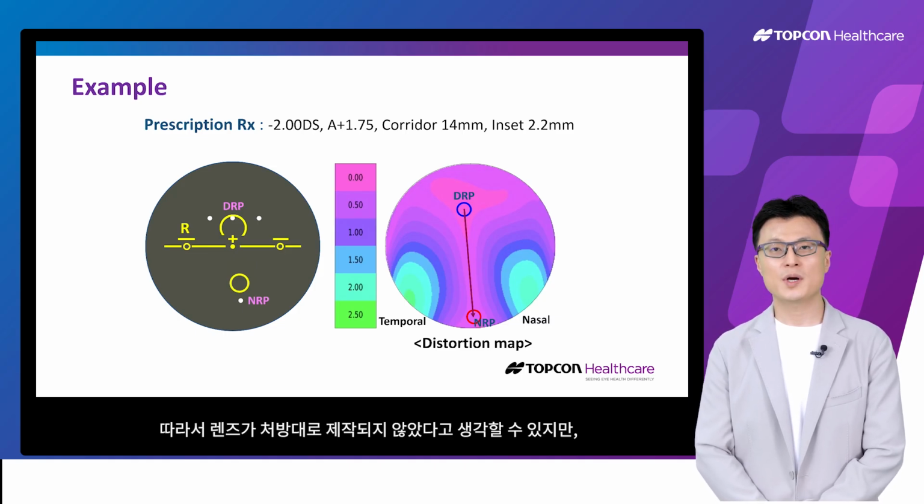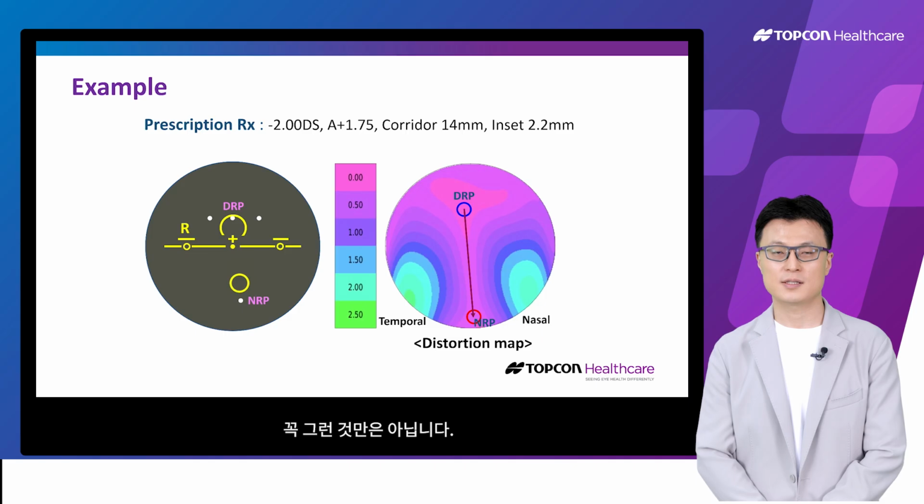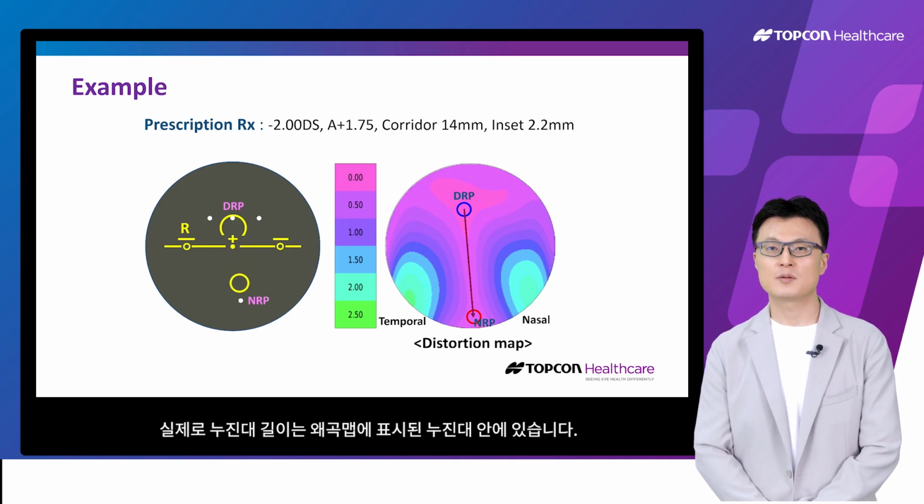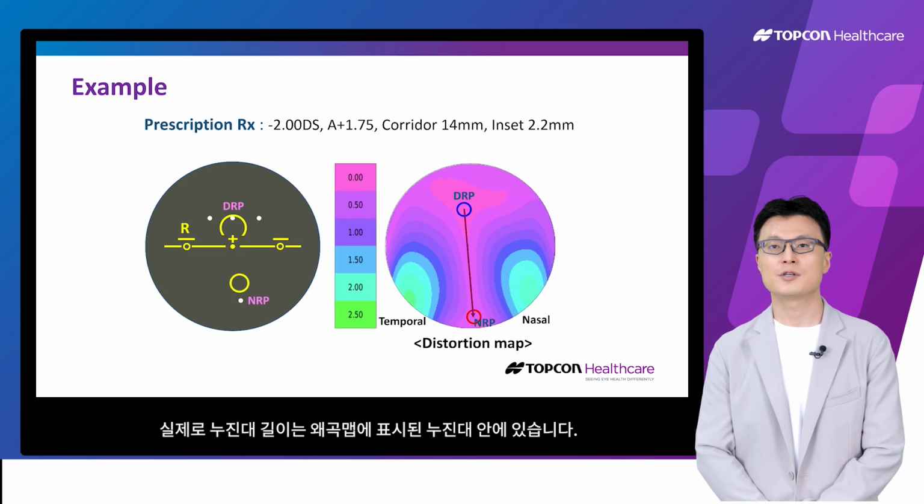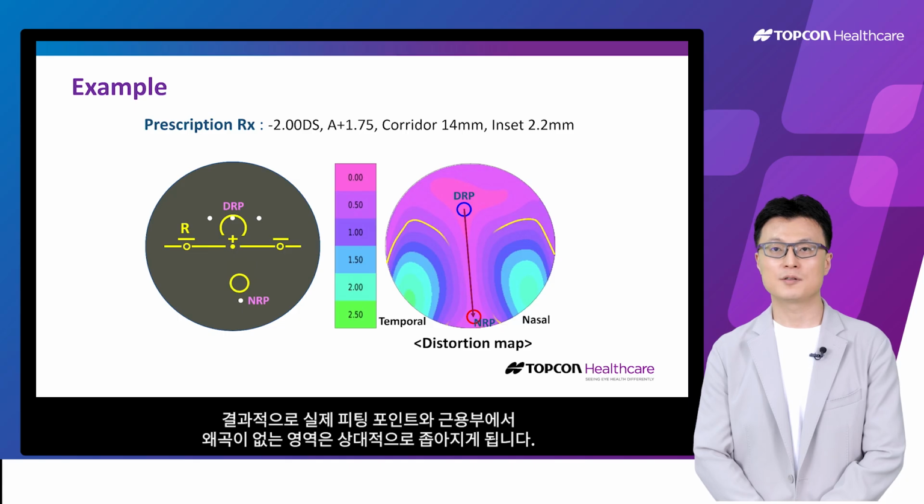So, you might think that the lenses were not made according to the prescription, but that's not the case. In fact, the prescribed corridor is actually located within the corridor shown in the distortion map. As a result, the distortion-free area at the actual fitting point and near vision area will be relatively narrower.